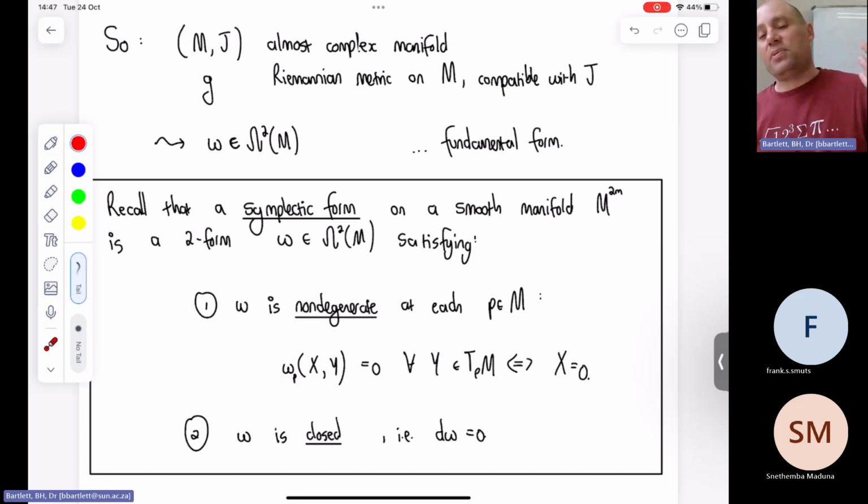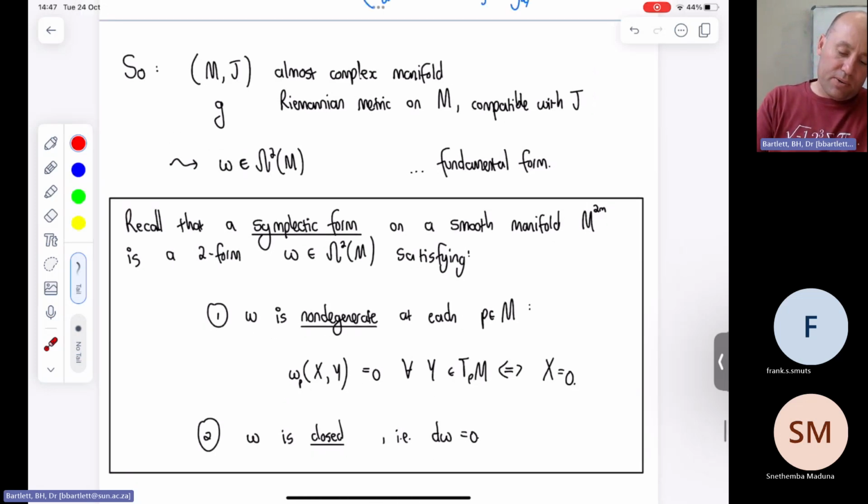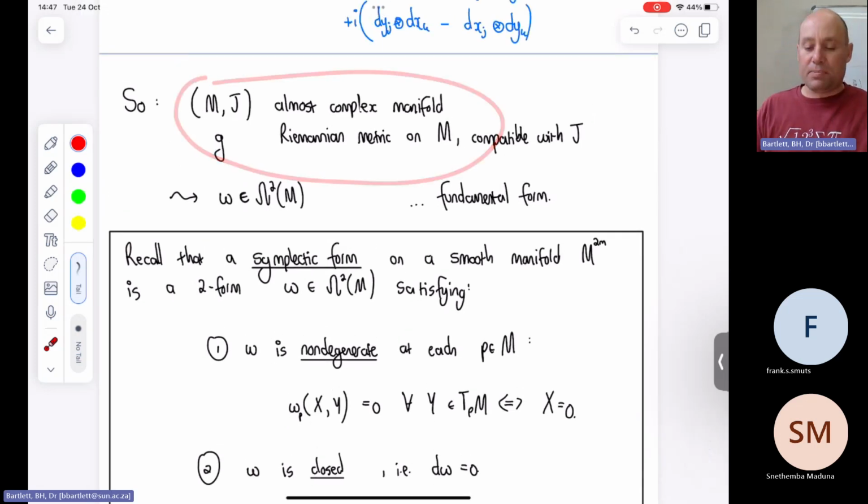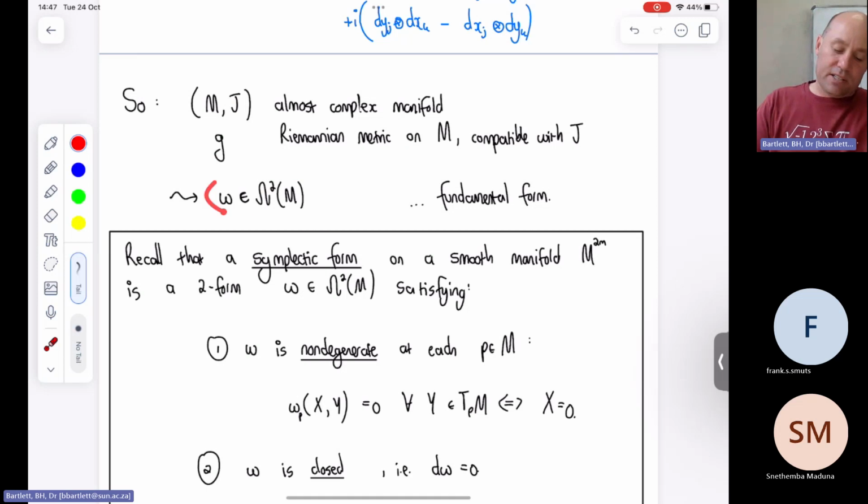Since then, although that was the beginnings of the subject, it turned out to have all sorts of implications in the wider geometry and differential geometry as well. And it's in that sense that we're encountering it today. So, where are we? We've started with an almost complex manifold, and we've got a compatible Riemannian metric on it. That means its fundamental form is going to be a two-form. And the question is, when will that two-form be a symplectic two-form? That means I need it to be non-degenerate and to be closed.